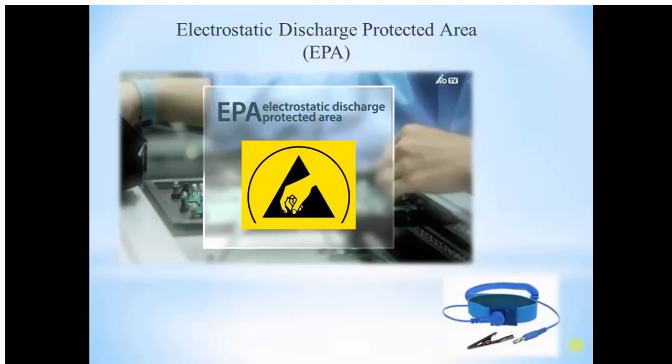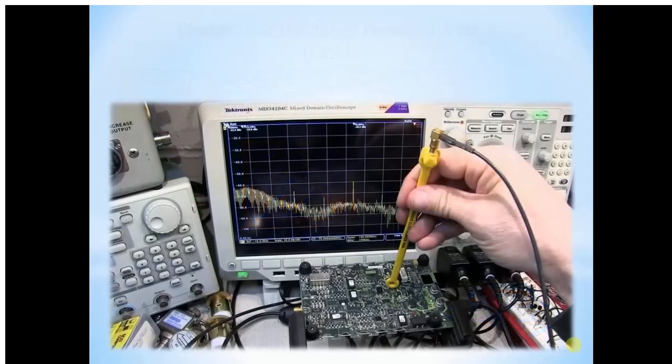Within these EPAs, all necessary precautionary measures are taken to ensure that work can be carried out with electrostatic sensitive devices without the risk of damaging them. All this and lots more will be made known to you in Unit 4.